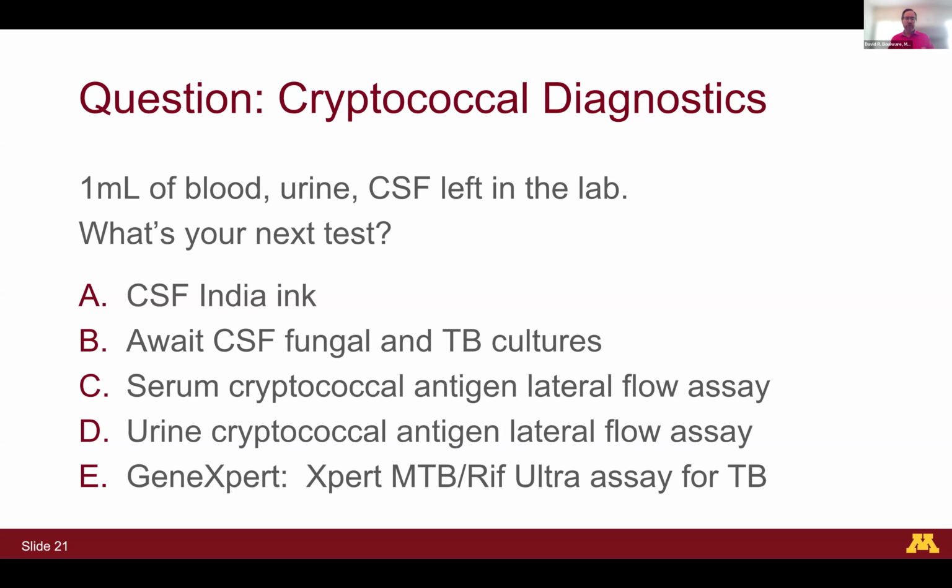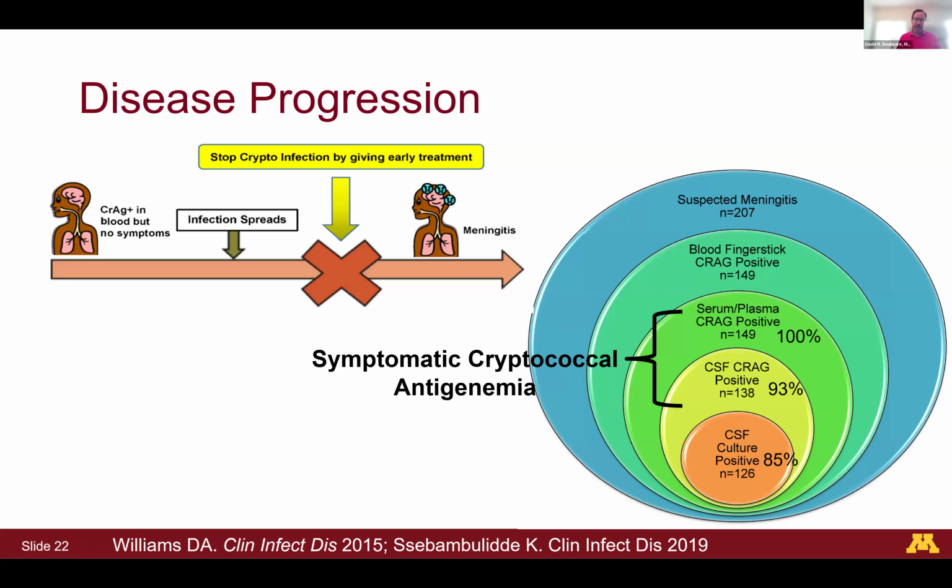And so if you want to exclude cryptococcal infection overall, looking at the blood can be quite useful. In particular, when we looked at people that came in, this is in Uganda, with suspected meningitis, almost 75% of them were positive by finger stick. It was 100% concordant in serum and plasma testing. And then there was this 7% gap of people who were positive in plasma but negative in CSF. So this symptomatic cryptococcal antigenemia group, on the progression from no symptoms to symptoms of meningitis, there's a gray zone of early meningitis where people are positive in blood but negative in CSF.